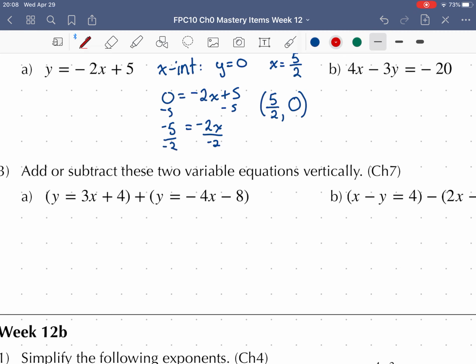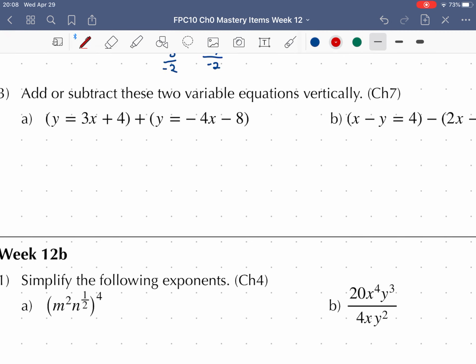All right, so we're going to add or subtract these two variable equations vertically. The first thing that we need to do is check that the equations are in the same order. So in this one we have y, y, x, x, constant, constant. They're in the same order. These are both y equals mx plus b. And we're adding them. So we can just put them together. Y is equal to 3x plus 4 plus y equals negative 4x minus 8.